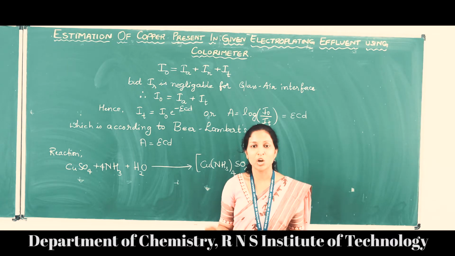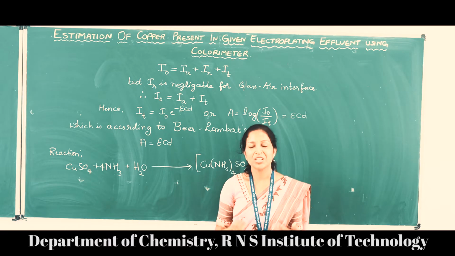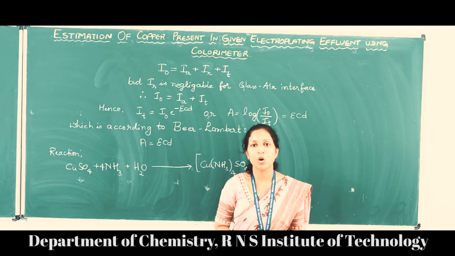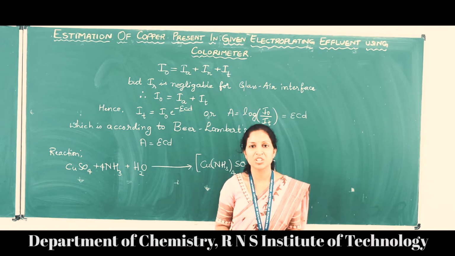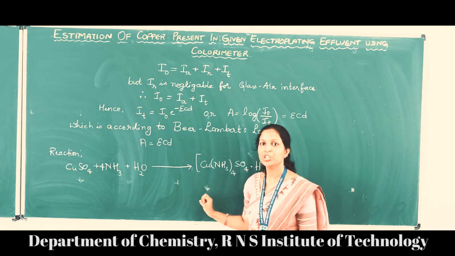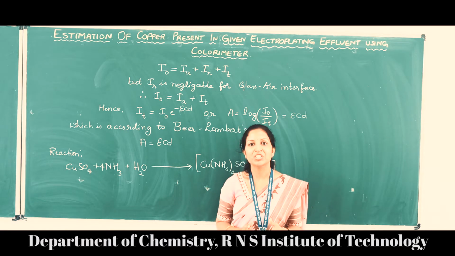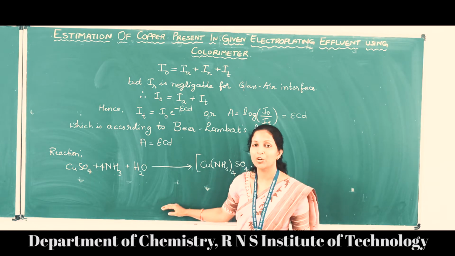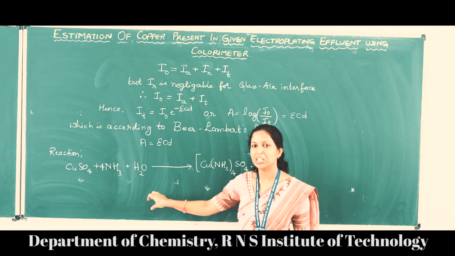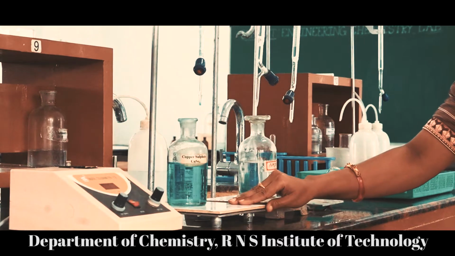Blank doesn't contain any copper sulfate solution. Flask number 2 contains 2 ml and flask number 4 contains 4 ml of copper sulfate, and so on. The test solution contains an unknown amount of copper sulfate whose concentration is to be determined. Our deep blue cuprammonium sulfate monohydrate complex has a maximum wavelength at 620 nanometer, so we read the optical density on the colorimeter at 620 nanometer. And now we are starting the demo.